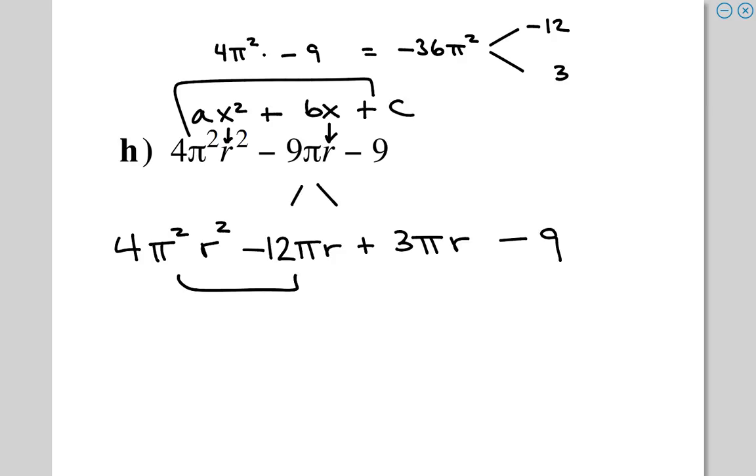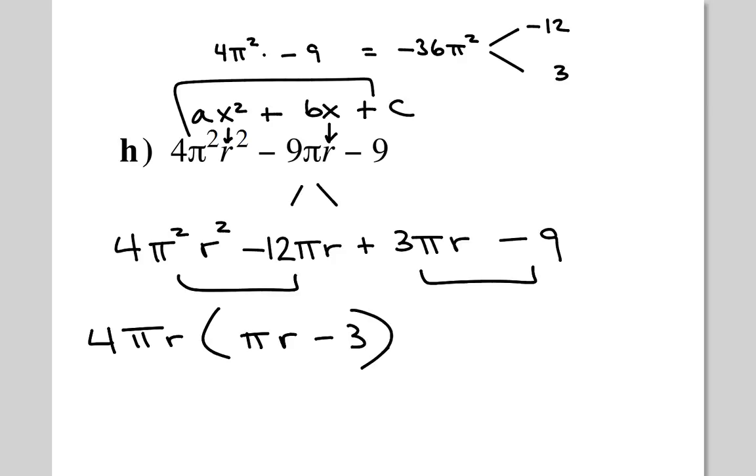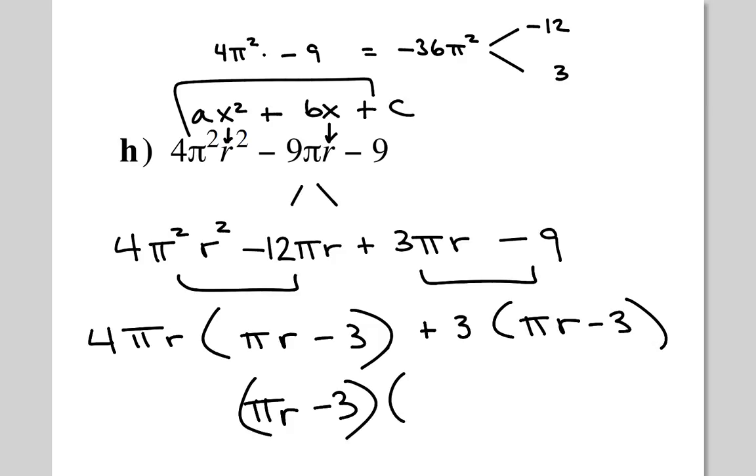Jump into your factor groups. What's coming out of the first pair? 4 pi r, and you get pi r minus 3. Over here you can only take out a 3 and you get pi r minus 3. Take out the pi r minus 3 binomial, and you get 4 pi r plus 3 factor group pair thing. Not too bad. Really bad. Too many weird symbols?